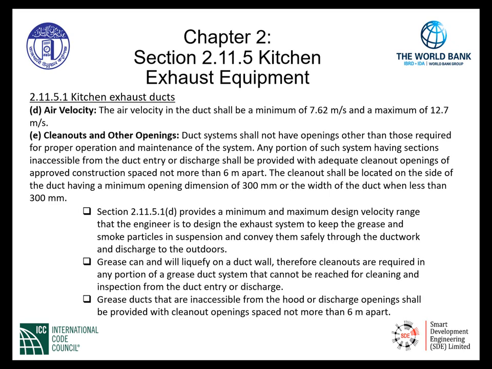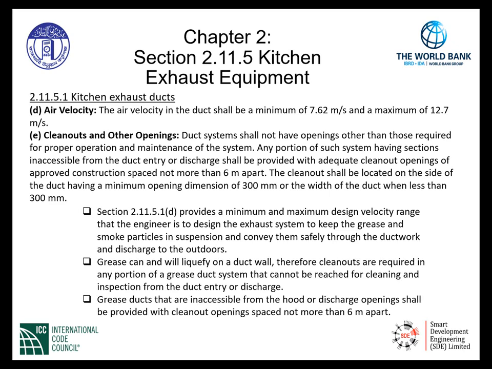Item E, cleanouts and other openings. Duct systems shall not have openings other than those required for proper operation and maintenance of the system. Any portion of such system having sections inaccessible from the duct entry or discharge shall be provided with adequate cleanout openings of approved construction, spaced not more than 6 meters apart. The cleanout shall be located on the side of the duct having a minimum opening dimension of 300 millimeters or the width of the duct when less than 300 millimeters.